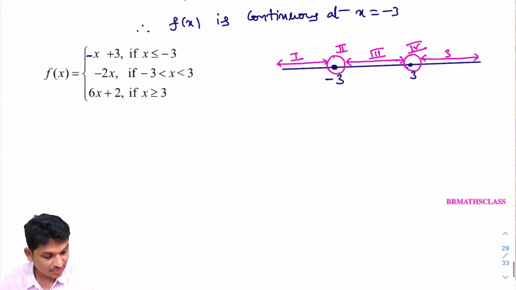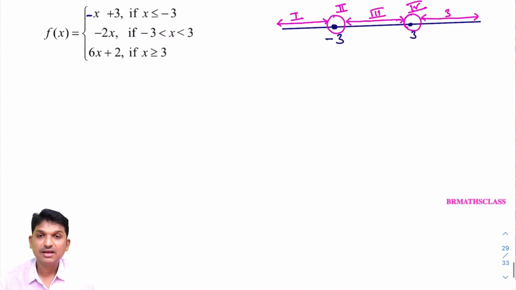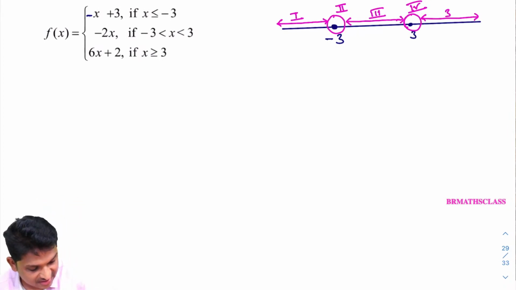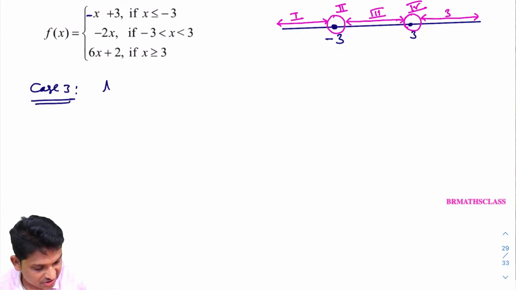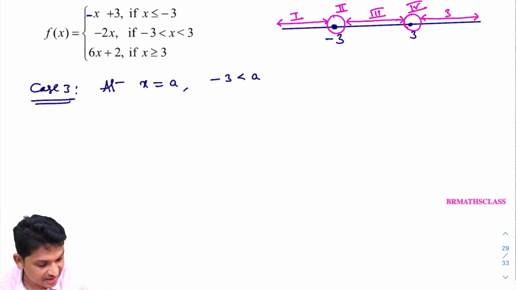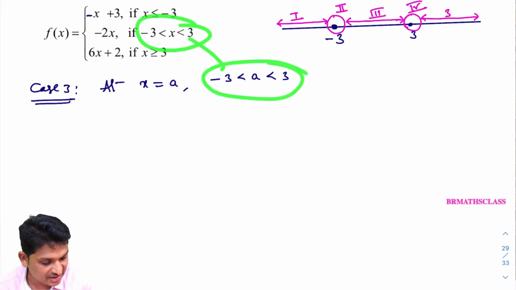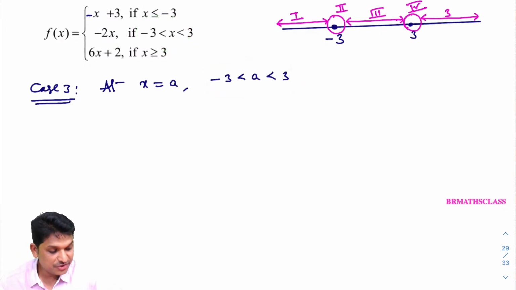Okay, case 1 is over, case 2 is over, now case 3. What is case 3? At x equal to a, where a is in the interval -3 less than a less than 3. A value is in this interval, that means here, right? So I am checking continuity of the function in this zone.